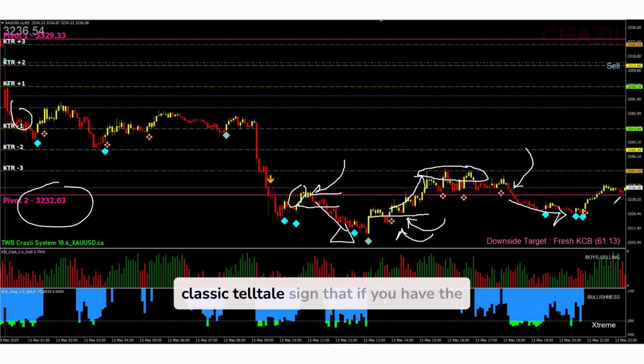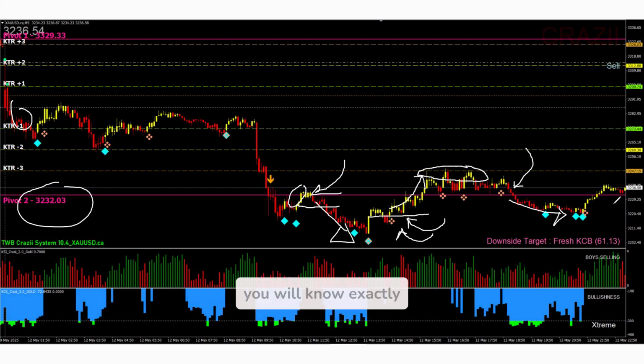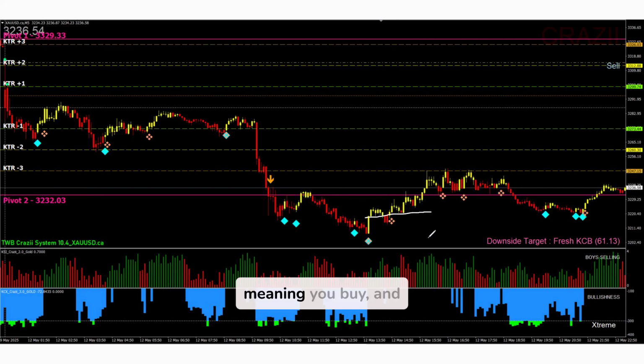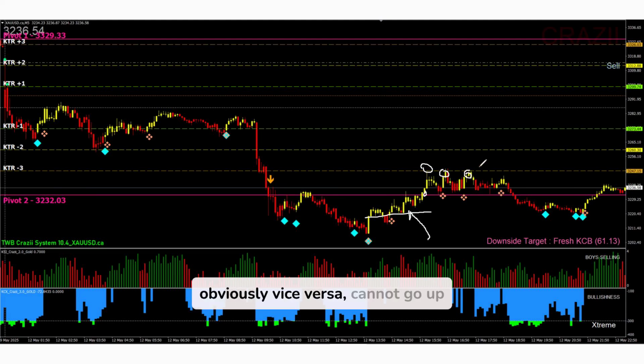So all these are the classic telltale signs that if you have the system, you will know exactly where the technical line is. So what you do is trade around the technical point, meaning you buy and then you aim for the technical points for profit. If the market cannot go up, then obviously vice versa. Cannot go up means must come down. It's as simple as that. What should go up should go up. What doesn't go up will come down. That's how it works. So it's not difficult to understand this at all. Okay, guys, all clear?